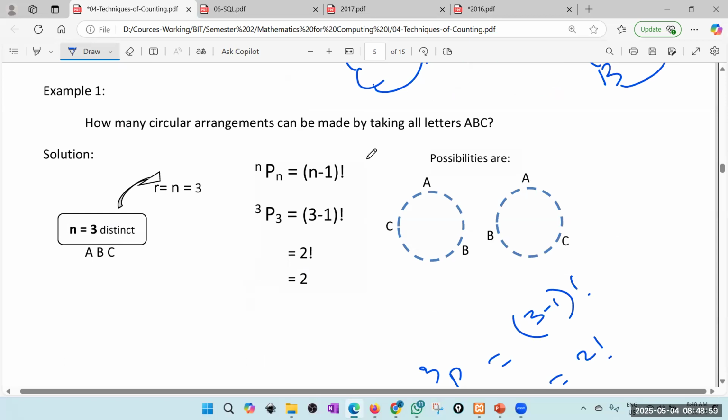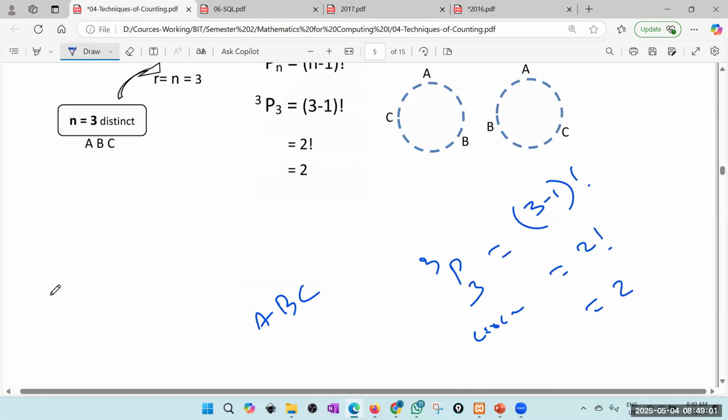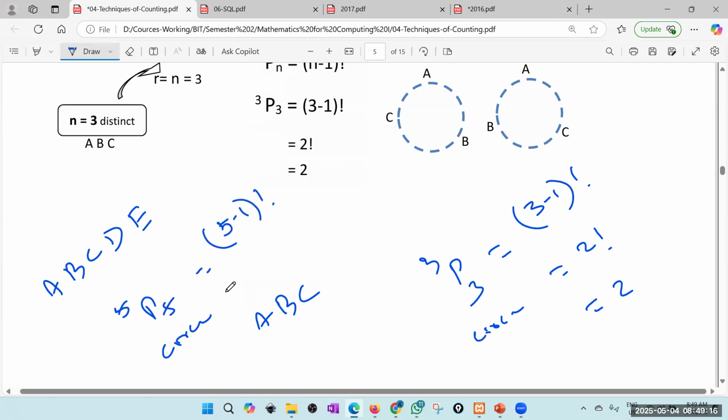Okay. Say you have 5 distinct elements. How many ways can we arrange circularly? That is 5P5, but circular. So therefore it is factorial 5 minus 1, which is factorial 4, which is 4 into 3 into 2 into 1. That is 4 into 3 is 12, 12 into 2, 24 ways. Linearly 24 into 5, but circularly only 24.